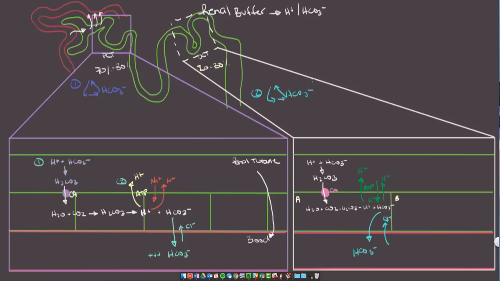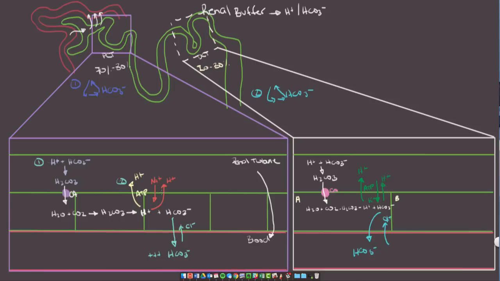Finally, what I'd like to talk about is the intercalated cells type B. Basically, what we've talked a lot about in these two systems that we've explained here, the intercalated cells type A and the cells of the proximal convoluted tubule, is how we're going to get more bicarbonate into our bloodstream and get hydrogen into the urine and pee it out so that we are basically preventing acidosis.